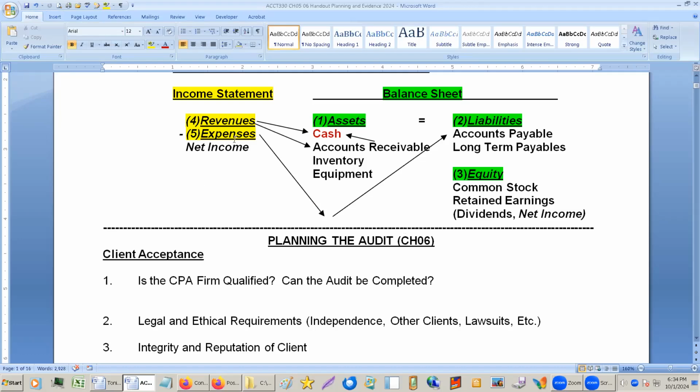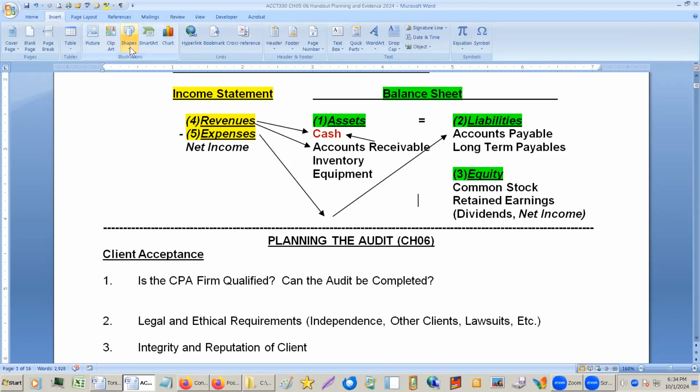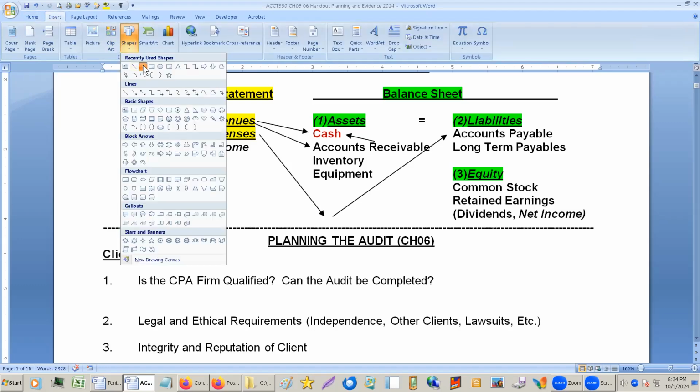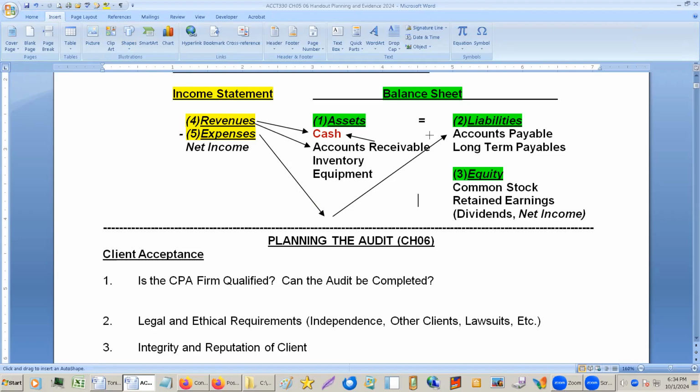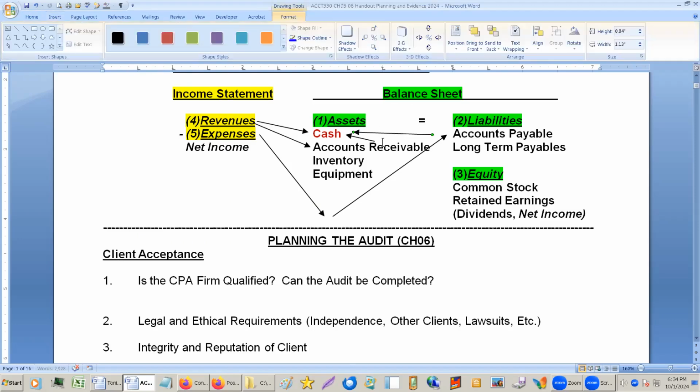Okay, so expenses. We have accounts payable, whatever it's for. It could be for inventory. It could be for electricity. It could be whatever. Okay, well, eventually you pay those off. What do you pay them off with? You pay them off with cash.